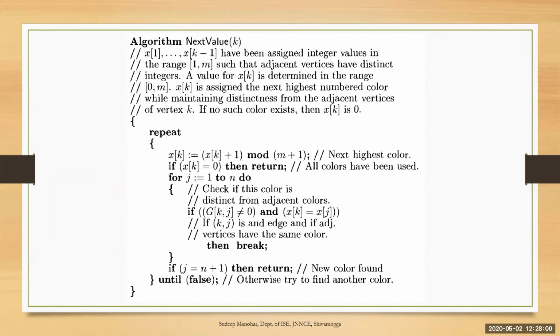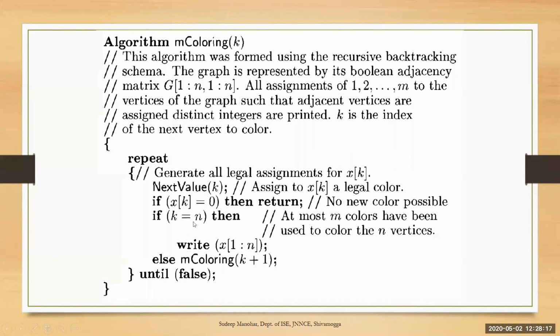So think that all colors are incremented. It increments to 2, it increments to 3, and even at 3 it doesn't find a valid color. It once again increments. 3 becomes 4, and 4 mod 4 is 0. So when it is 0, it comes here. X of k is equal to 0, then return. It returns to the previous step.